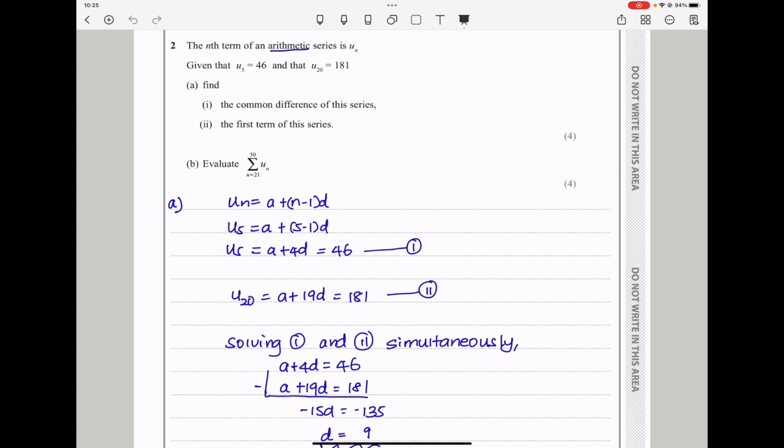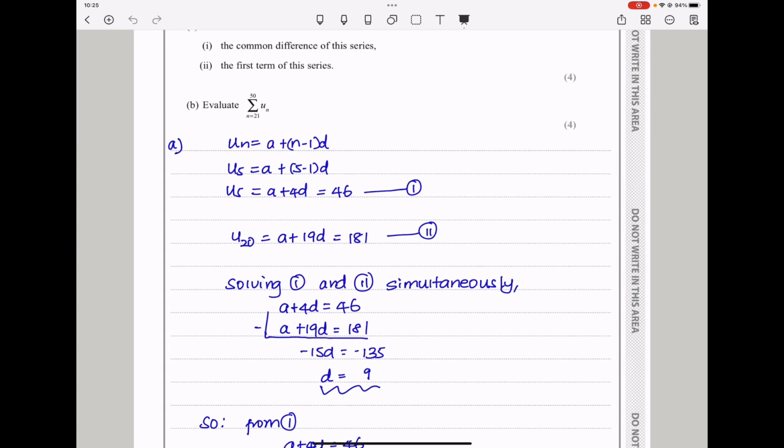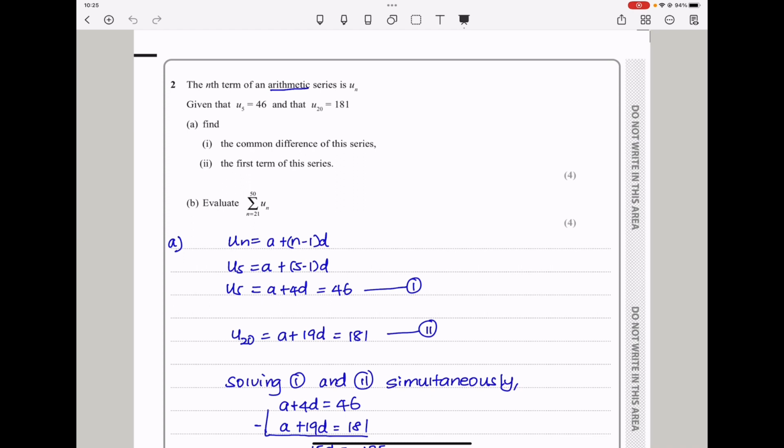So for the 20th term, u20 should equal a + 19d, because this is going to be (n - 1)d, meaning (20 - 1)d, which is 19d, and that is equal to 181. So this is my second equation. So I have 2 simultaneous equations that I can solve using the elimination method because they both have an a. So I rewrote these 2 equations here and I subtracted to ensure that this becomes 0. So I got -15d = -135, and therefore my d is equal to 9. Remember, the question wanted us to find the common difference, which is 9, and the first term.